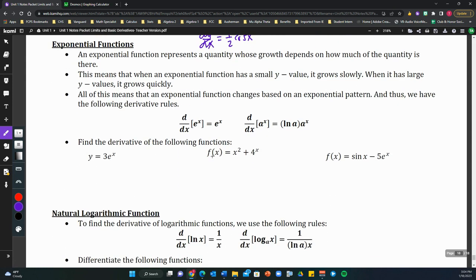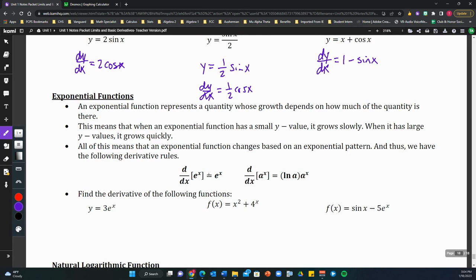All right, another set of rules. So exponential functions represent a quantity whose growth depends on how much of that quantity is there. So if you remember, exponential patterns mean it's a geometric pattern or a multiplicative pattern. So when I have the function y equals 2 to the x, the way that pattern works is we are multiplying by that base over and over again. So we're going to continue multiplying by 2 over and over and over again to create new y values.